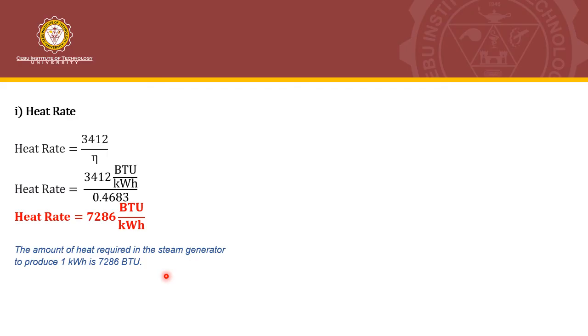So that is how you analyze a binary vapor power Rankine cycle. It's like solving for the Rankine cycle for the mercury cycle and also for the steam cycle.